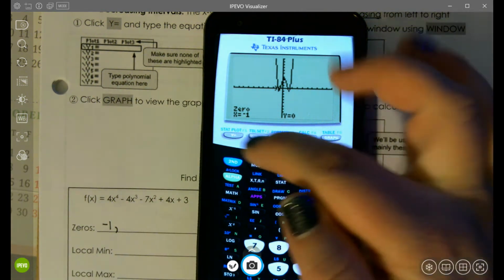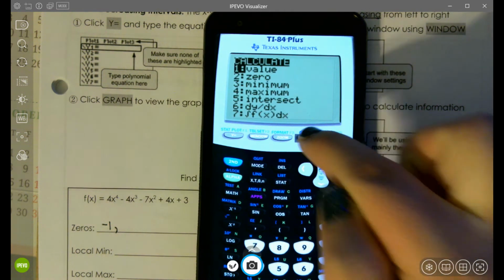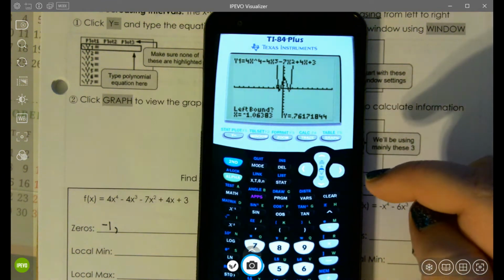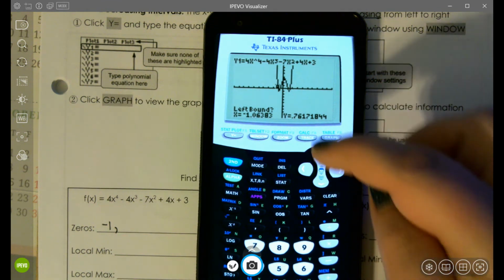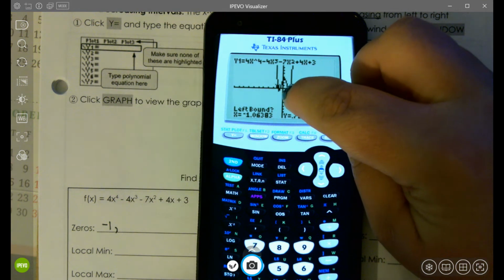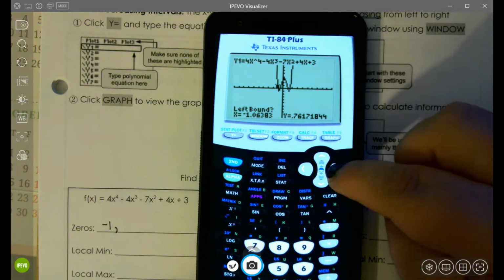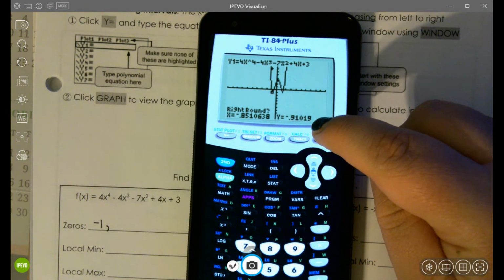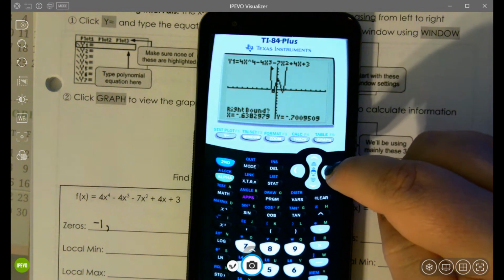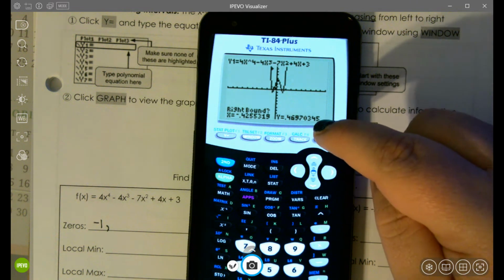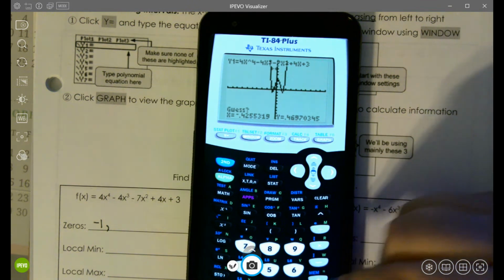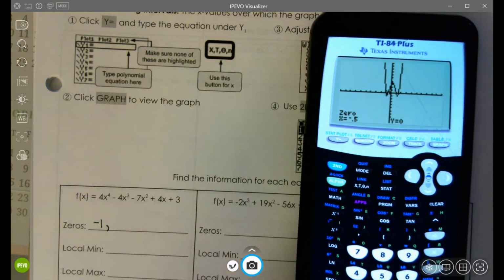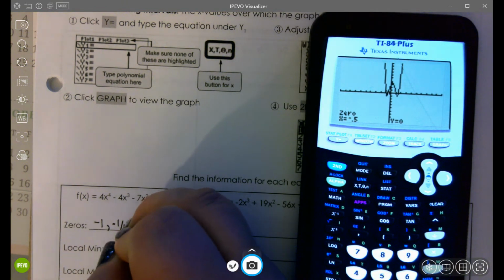And then I'm going to do the same thing. I'm going to go second, trace, 0. And it says left bound. But this time, I want to be to the left of the one right here. See how there's two right side by side? So I'm going to go back to where I was, here. Notice how my y value is negative. Now I'm going to go to the right until my y value changes signs again. Boom. Now it's positive. And this one's at negative 0.5. You guys are smart enough to know that that's negative 1/2.